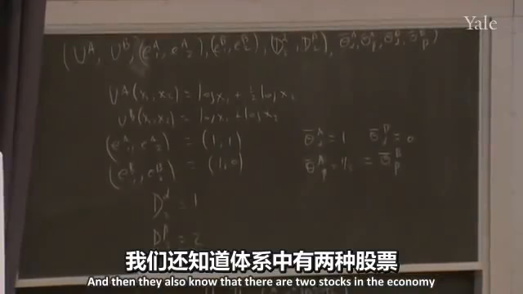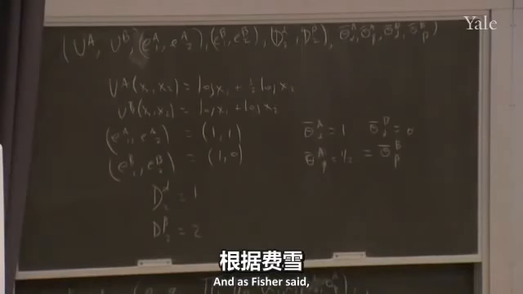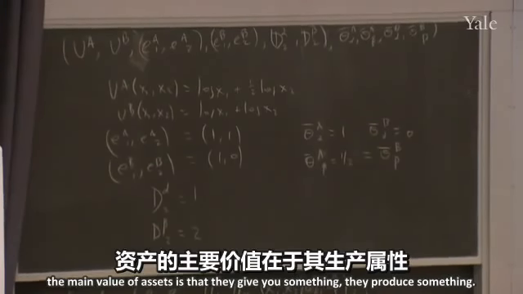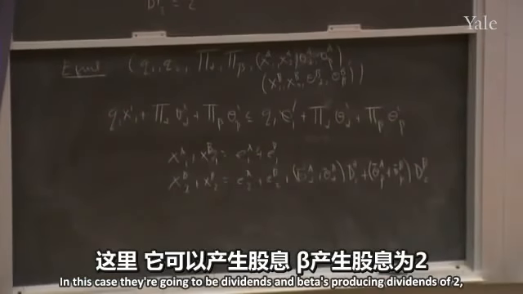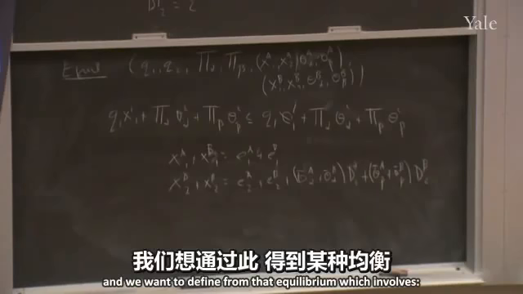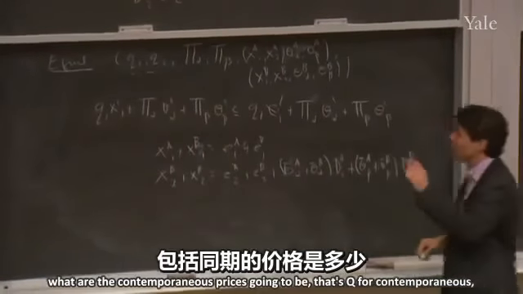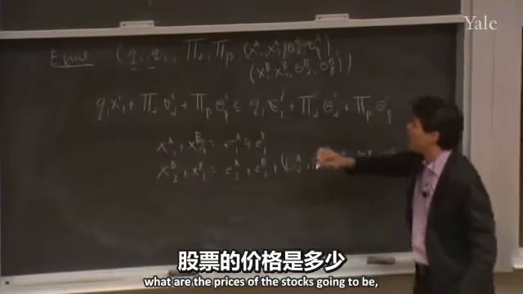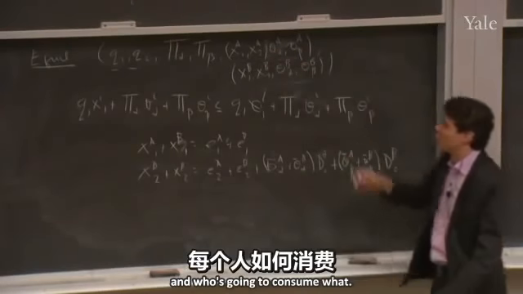And then they also know that there are two stocks in the economy, and they have to anticipate what the dividends are going to be. And as Fisher said, the main value of assets is that they give you something, they produce something. In this case, they're going to be dividends, and beta is producing a dividend of 2, and alpha is producing a dividend of 1 next period. And then there is ownership of shares. So that's the beginning of the economy. And we want to define from that an equilibrium, which involves what the contemporaneous prices are going to be. That's Q for contemporaneous. What are the prices of the stocks going to be? And who's going to hold which portfolio of stocks, and who's going to consume what?